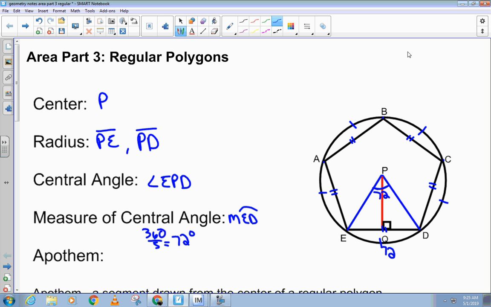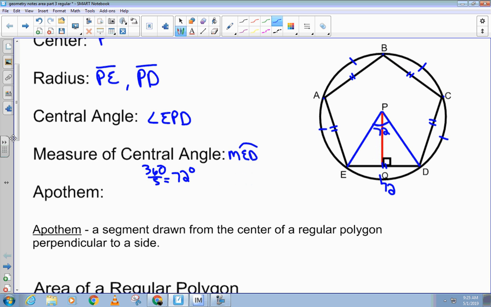Now here's a new term. This is what's called an apothem. An apothem is a segment that goes from the center perpendicular to the side of the polygon. And that would be PQ. So it's a segment drawn from the center of the regular polygon perpendicular to the side. When you draw it, you can see that it is actually the altitude of this triangle EPD. And these are radii, so this is an isosceles triangle. When you draw an altitude or a height, it bisects the angle. It also bisects the opposite side. So lots of things happen when you draw that apothem.